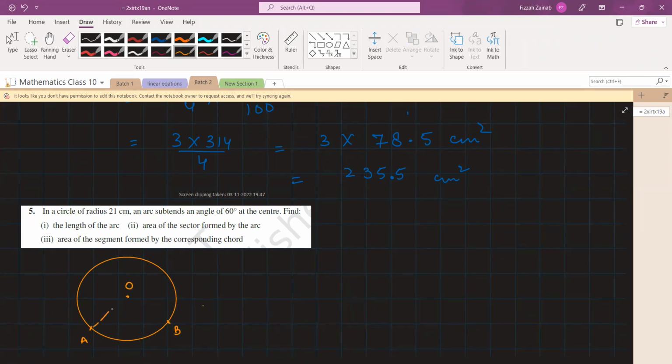So this radius is 21 centimeter and this angle is 60 degree. It's given. Find the length of the arc. So you have to find the length AB. See, I cannot call it AB because AB can be this also, isn't it? So I just mark a point here, C, anywhere. So I will name it ACB to identify. Understood? Yes, ma'am. Okay.